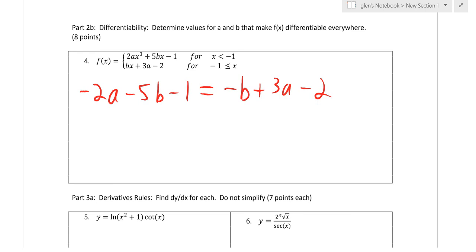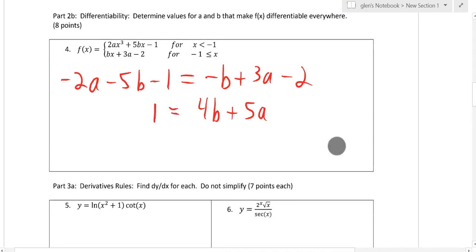I'm just going to clean it up a little bit and get all my variables together. It doesn't really matter which way you do it, but I'm going to add 2 to both sides, which makes this a 1. I'm going to add 2a and 5b to both sides. So you get 4b plus 5a. If I'm making a mistake, let me know, because I'm recording this and I want people to see.